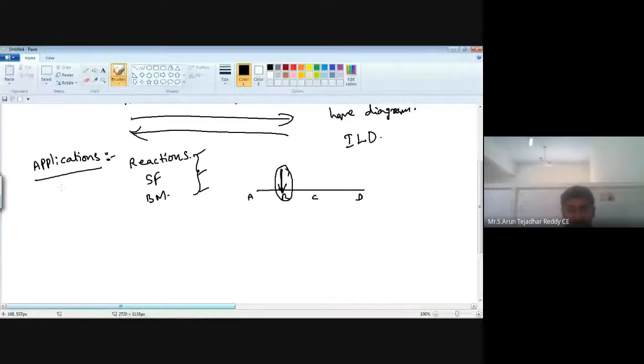Suppose I want point D, it means the ILD for point D. How do we find the ILD for point D? We have three applications, and we can apply these three applications at point D. Then we can draw the influence line diagram, the ILD for point D. It means you can take any individual point, and then we will draw an influence line diagram.